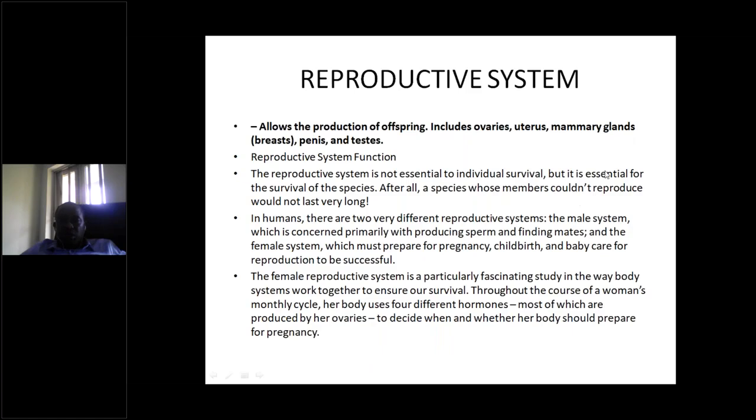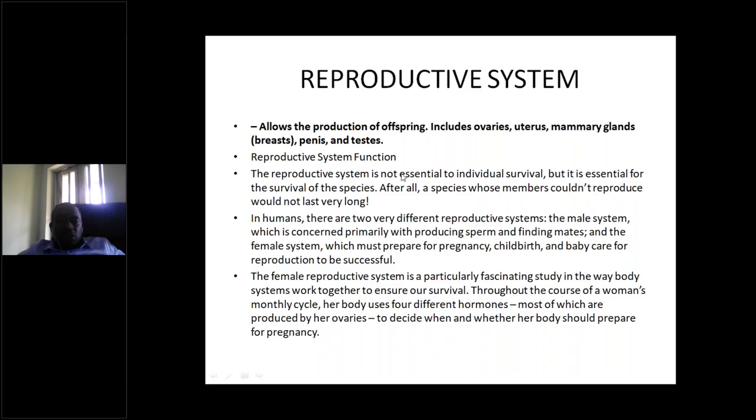So we look at the reproductive system. The reproductive system is mainly for reproduction, and it allows the production of offspring. In the reproductive system, you have the ovaries, the uterus, the mammary glands, that's the breast, and you have the penis and the testes.